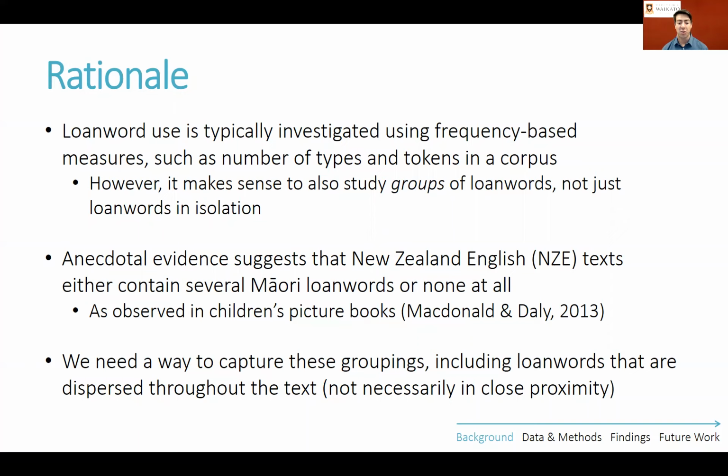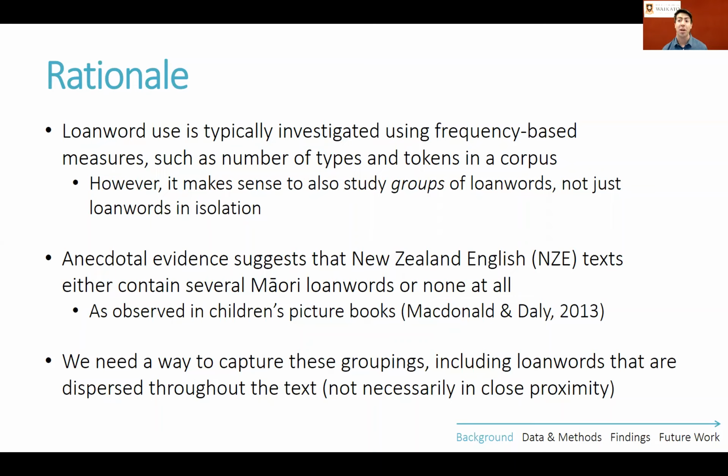Linguists generally study loanwords either by analysing types and tokens of borrowed words in a corpus or by comparing type-token frequency with near synonyms from the receiver language. In both cases, the main unit of measurement is frequency of use, and each loanword is examined independently from the others. However, because words tend to follow recurring patterns involving the same words, it makes sense to study groups of loanwords as well as loanwords in isolation.